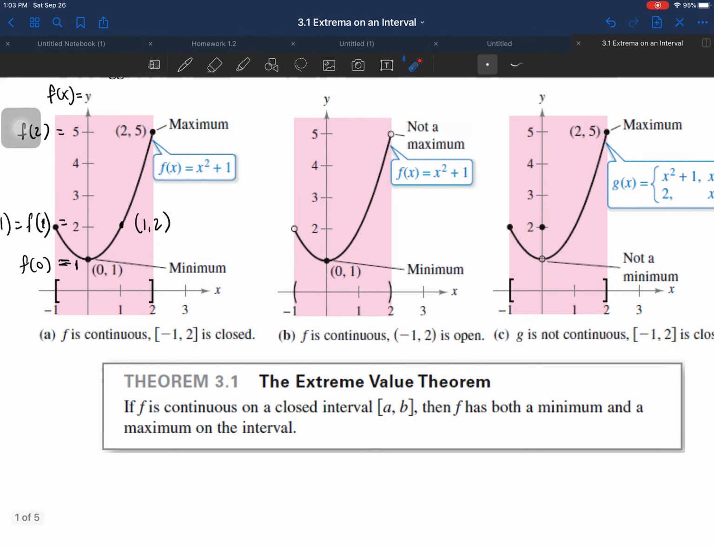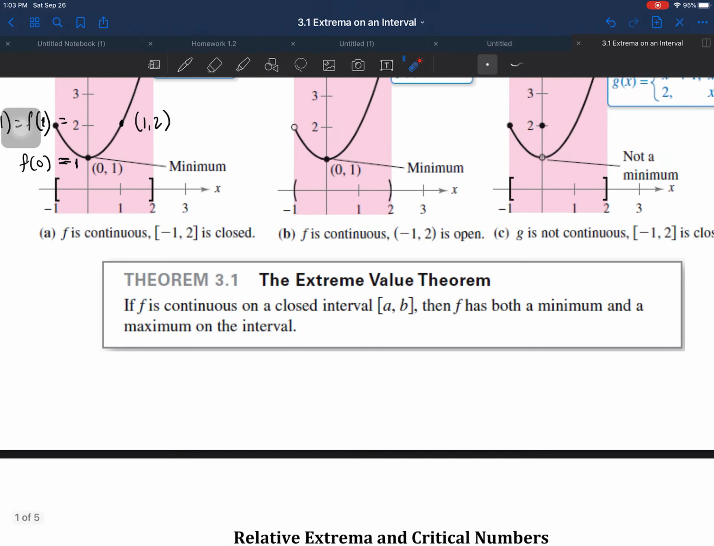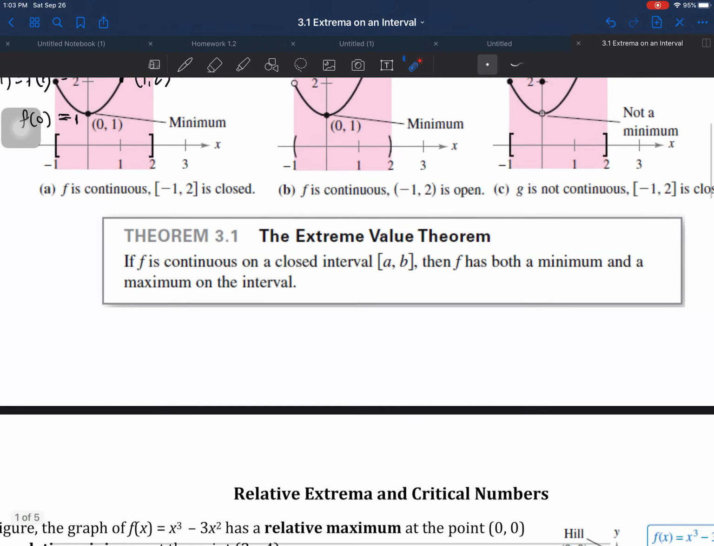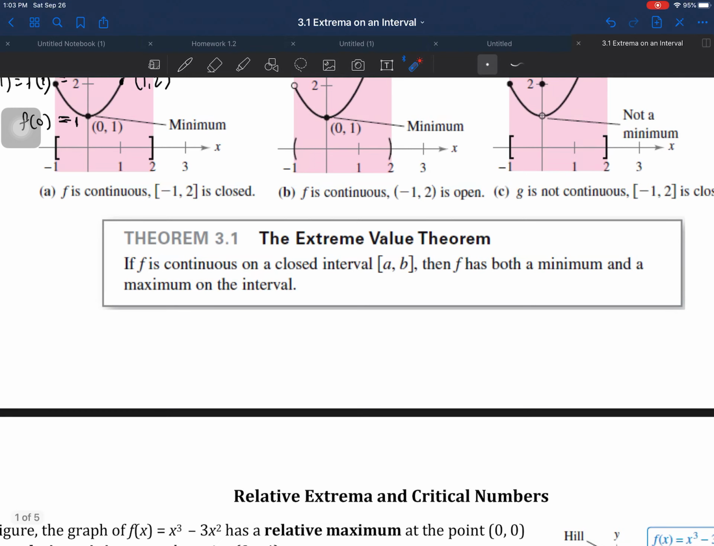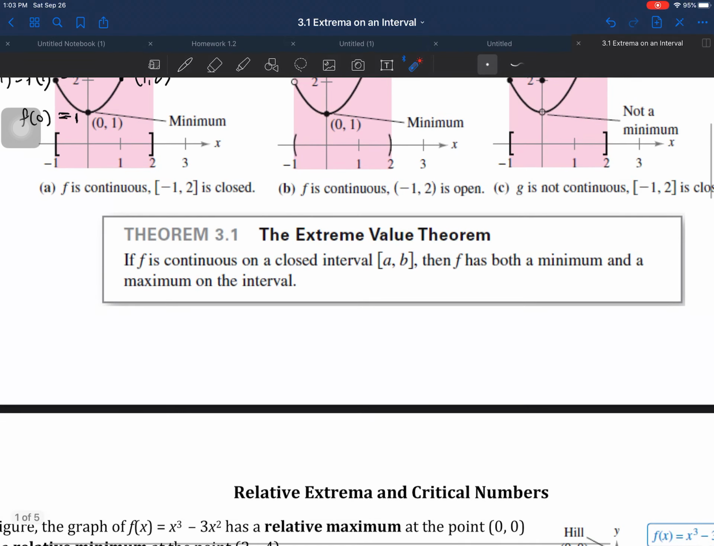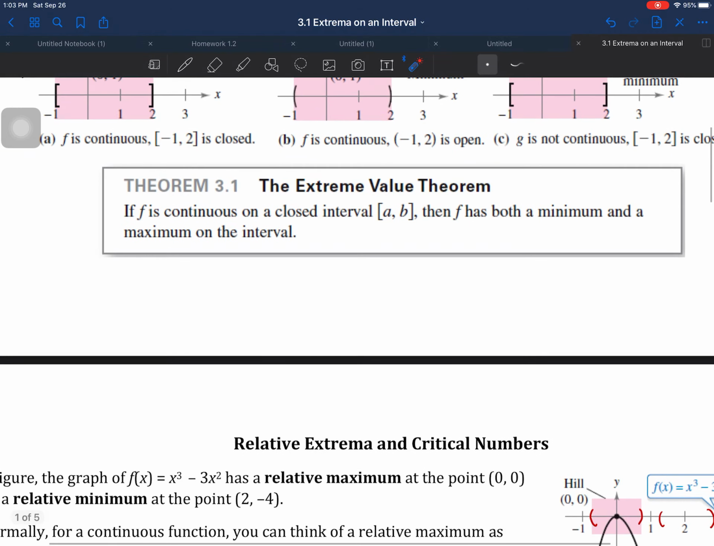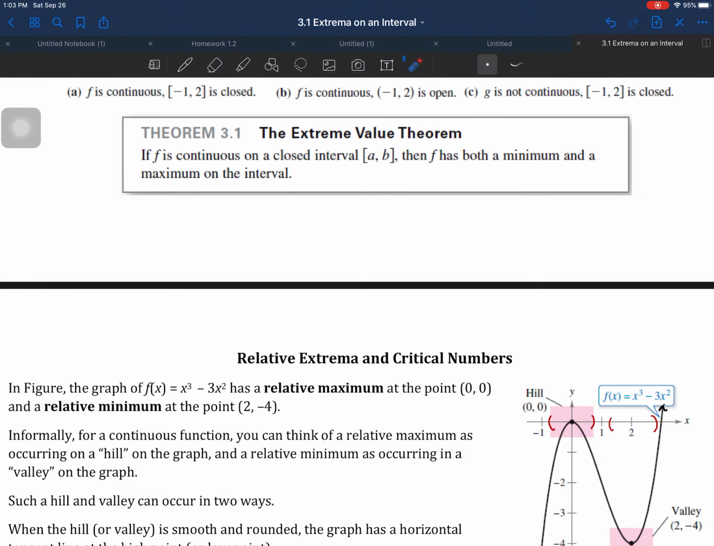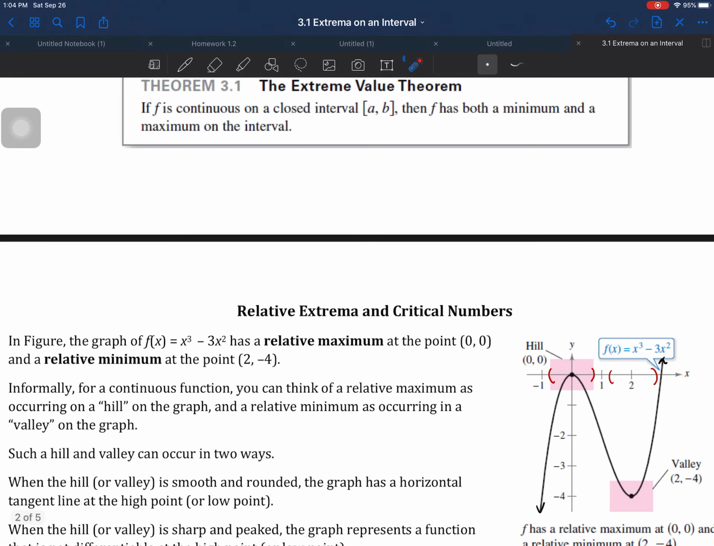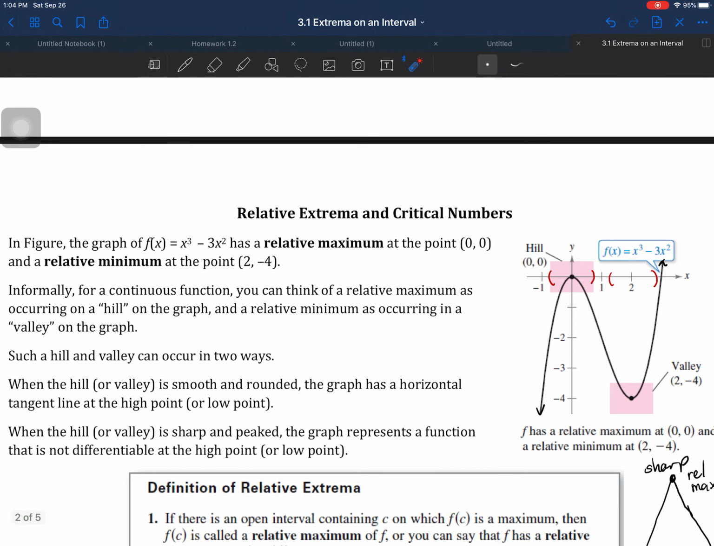So let's look at this. If f is continuous on a closed interval a to b, then f has to have a minimum and it has to have a maximum on that interval. I hope that kind of makes sense, right? That's the theorem that we're going to be using, and we can see in the picture why those conditions are required. All right, so those are the extreme value, minimum and maximum. There are also other types of extrema, and those are called relative extrema. So let's see this picture first.